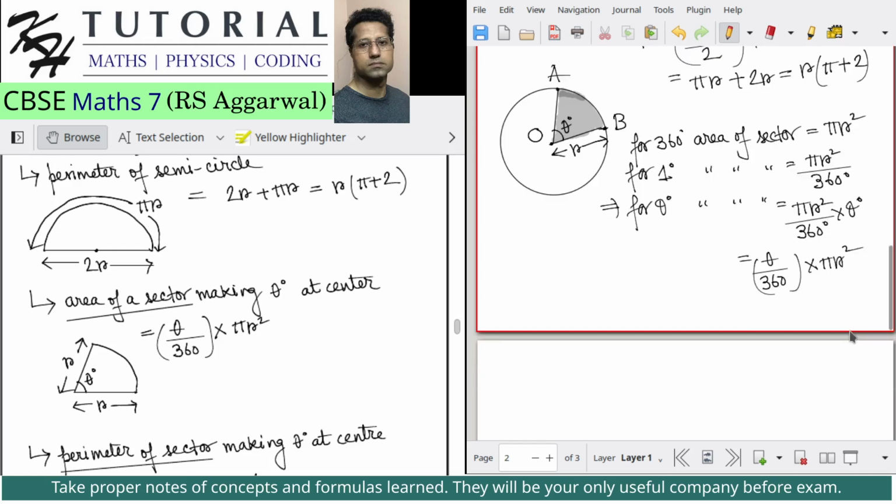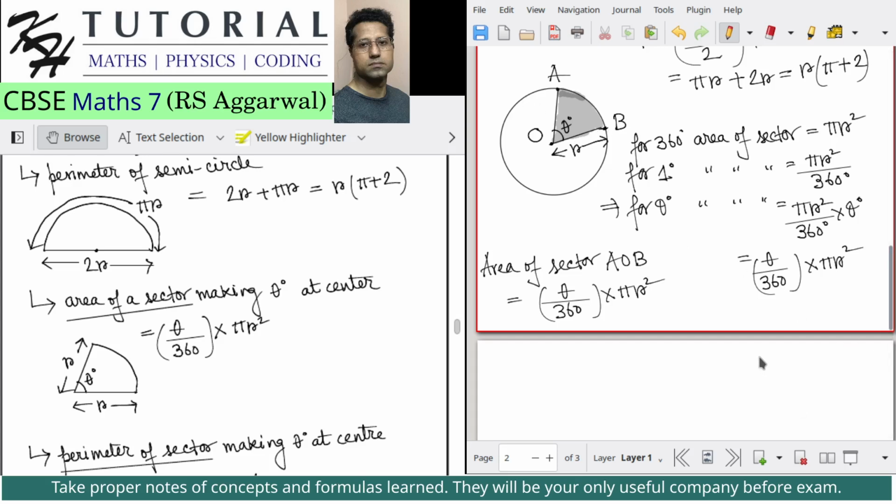Okay, now what will be the area of the sector? I'm referring to AOB as the sector. Area of sector AOB is equal to theta by 360 multiplied by pi r square, where theta is the angle the sector is making at the center of the circle of radius r.